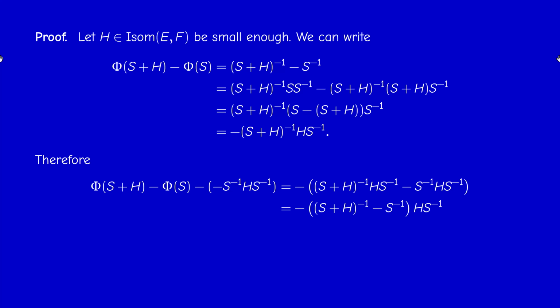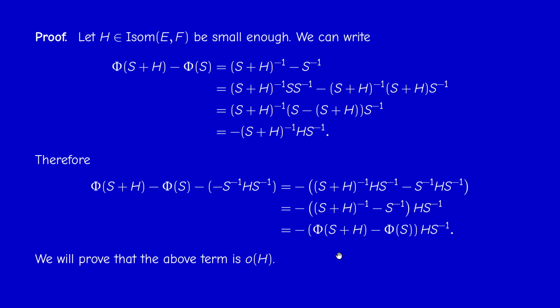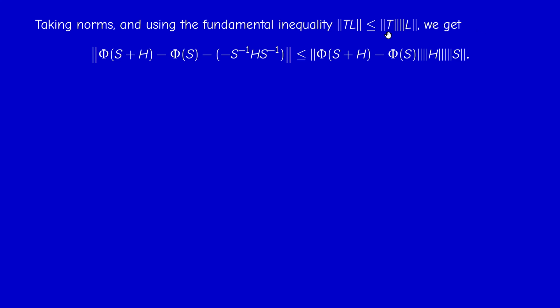This is the strategy. But this is easy because here again I can factor. I have the H S minus 1 in common, and I am left with the inverse of S plus H minus the inverse of S, which is just the difference between the images of S plus H and S under phi. And now it's straightforward, because if we take the norm, this is a small o of H. Why? This is really easy to prove because everything happens now in the space of linear bounded operators from F to E, because we are in the image now. So take the operator norm in L(F,E). And we proved in the first chapter that the norm of a product or a composition is less than the product of the norms.